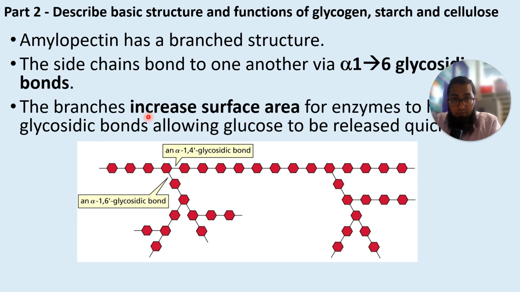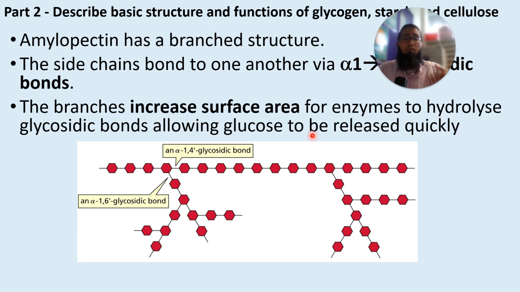So the reason why it's branched is to increase the surface area, because when the enzyme comes to break that glycosidic bond using a hydrolysis reaction, the enzyme can do it more quickly if it has more areas to work with. So having more branches, you have different space, you have increased the surface area, and the enzyme can hydrolyze that glycosidic bond more quickly and release that glucose more quickly, so therefore you have faster respiration occurring.